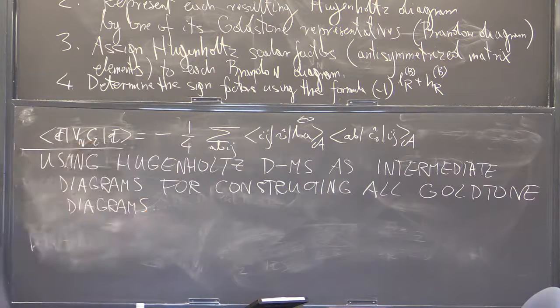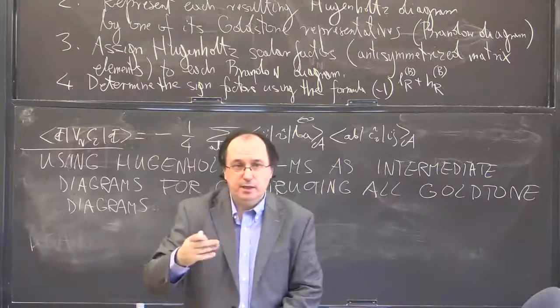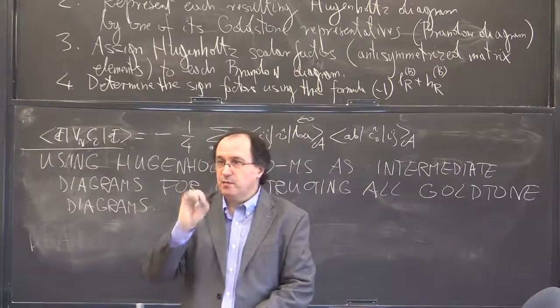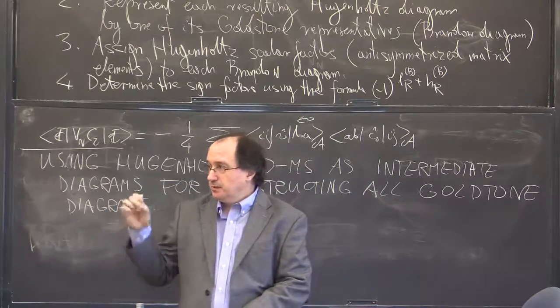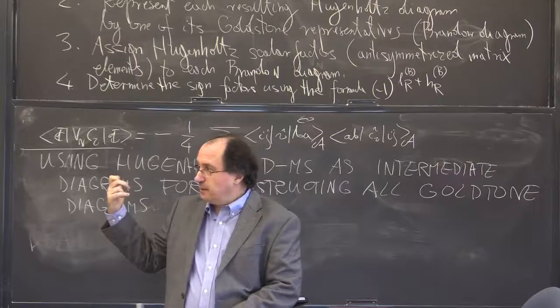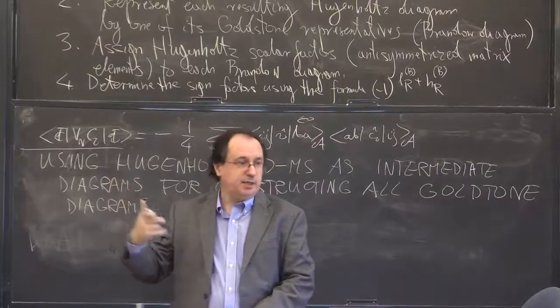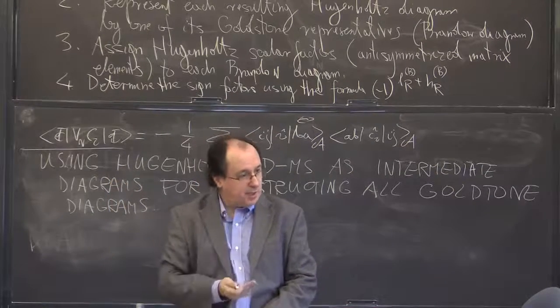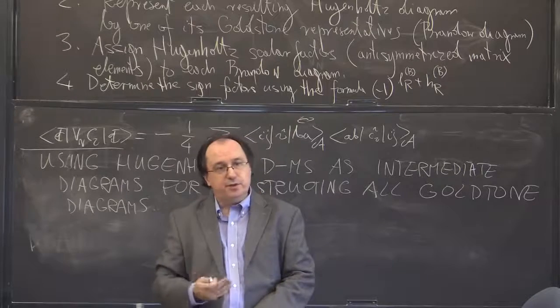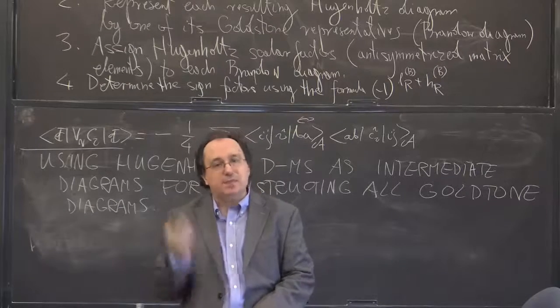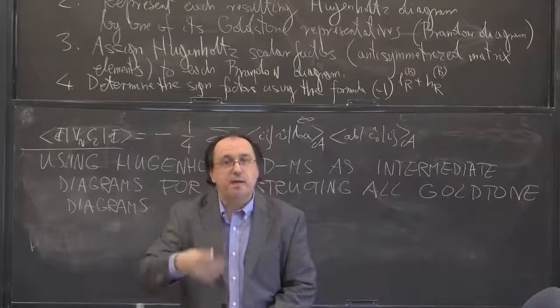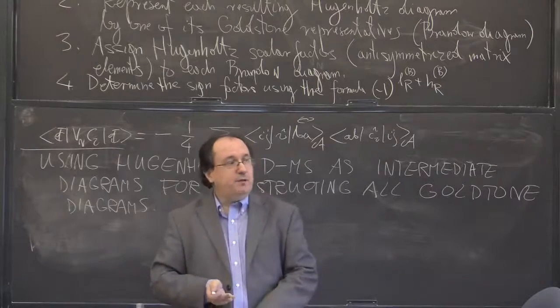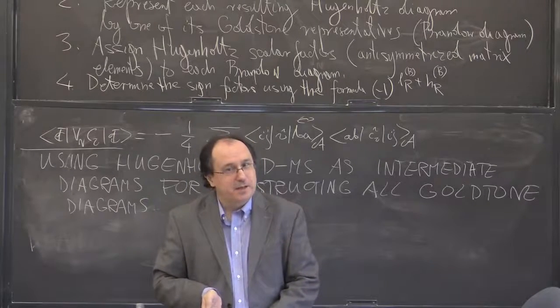Okay? This is another way of exploiting this homomorphic mapping. We already determined that this homomorphic mapping allows us, through the trick of the Brandow diagrams, to determine the signs. This is when you want to stay within the Hugenholtz representation. This is when you are interested in deriving expressions in terms of anti-symmetrized matrix elements. And of course, many people do that. But what if you want Goldstone diagrams?